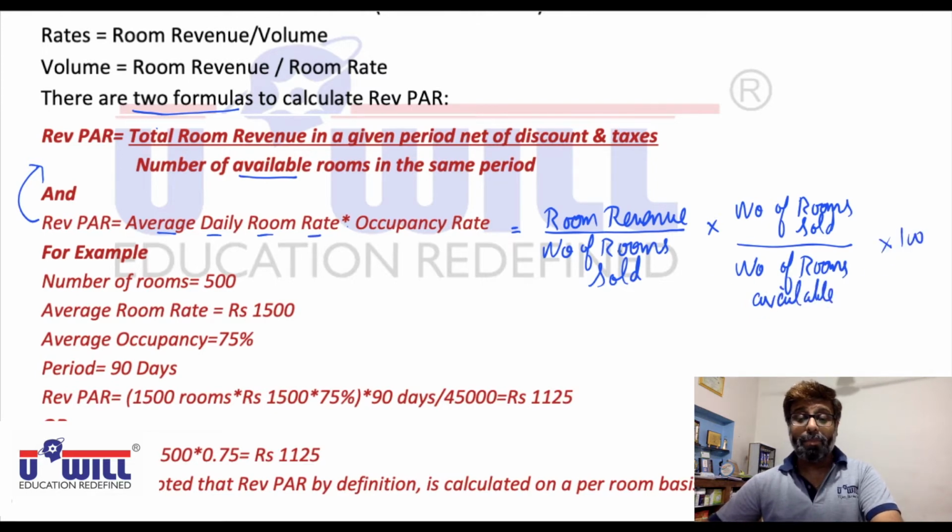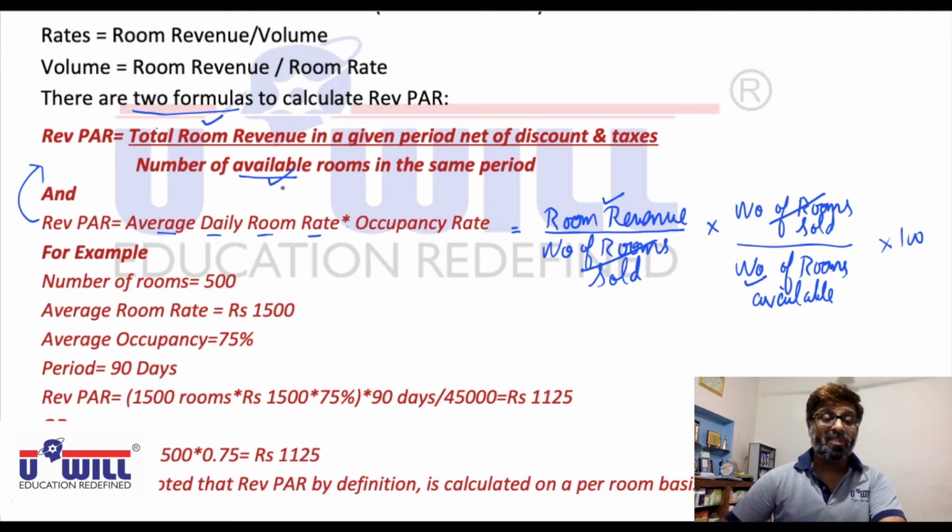Now, when you apply this average daily room rate formula, room revenue upon number of rooms sold into occupancy rate, number of rooms sold upon number of rooms available into 100, can you see number of rooms sold gets cancelled? So what remains? Room revenue divided by number of rooms available. That's what I said. Both the formulas will give you the same result.